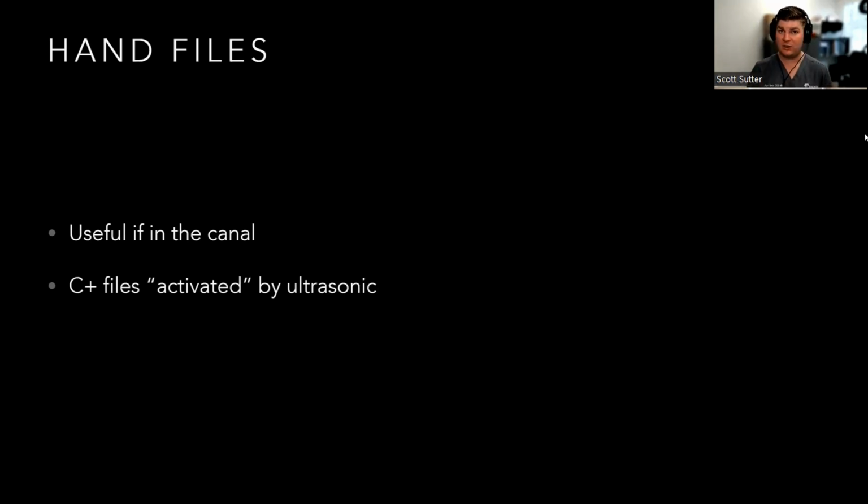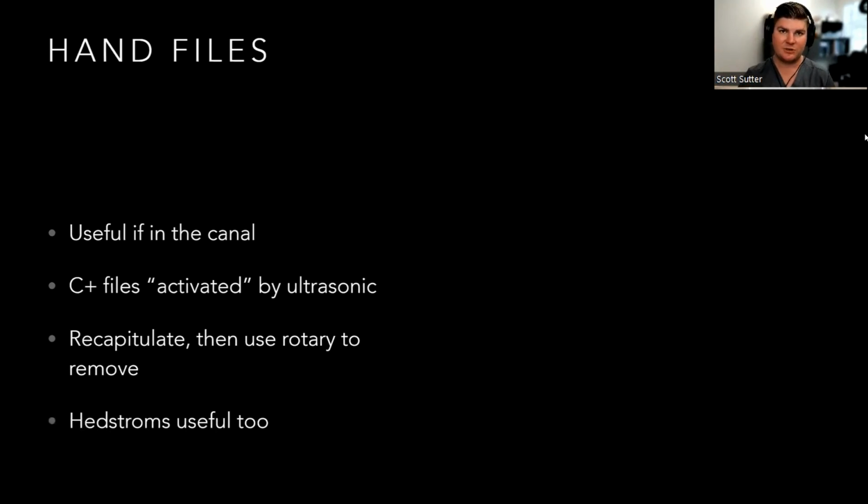Okay, as far as hand files, for getting them out, like I said, it's useful in the canal. One trick you can do is you can actually turn a hand file into an ultrasonic. Once you place the file inside there, I like to use C+ files because they're a little stiffer and they can handle it a little bit better. You can actually place it down inside the canal and take your ultrasonic and zap it on the side, and that will activate deep down inside the canal. Now, you have to be very careful with this. You can easily create your own canal, but if you have a pulp stone at the apex that you need to get past, this is a really good way to do it. Once you get past it, go up and down, and then use the rotary to pull it up. Headstrom files are useful for pulling as well.